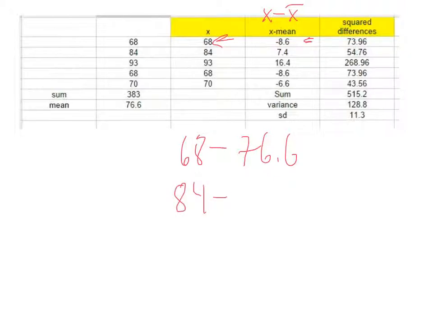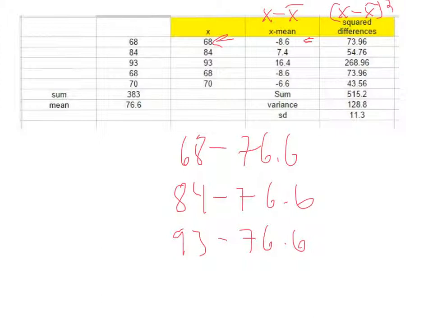I said 84 minus 76.6, and then 93 minus 76.6, and that's what's happening here, and that's how I came up with these numbers here. Okay, so that's this part of the formula. Now the next part of the formula says, take those differences and square them. Because if we just add up these numbers here, we're going to get 0. And you can check it and see. Or maybe if we round it. I rounded these, so probably if I added up the rounded differences, they would be exactly 0.